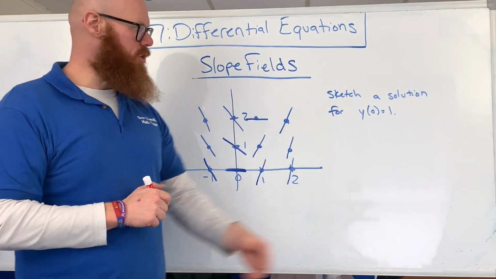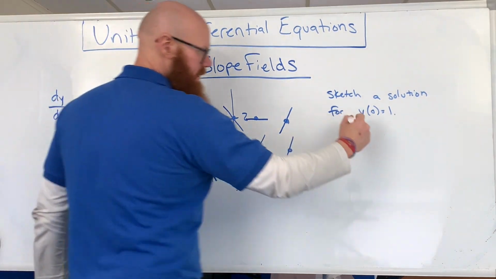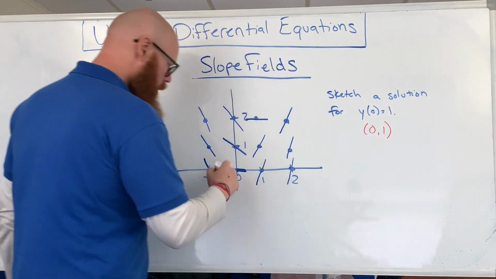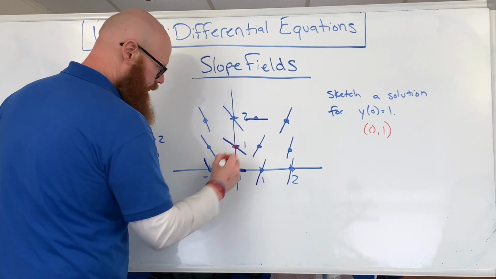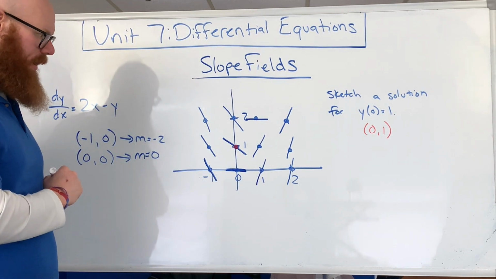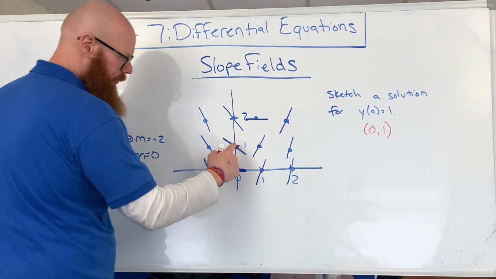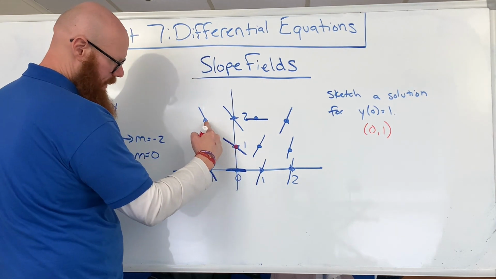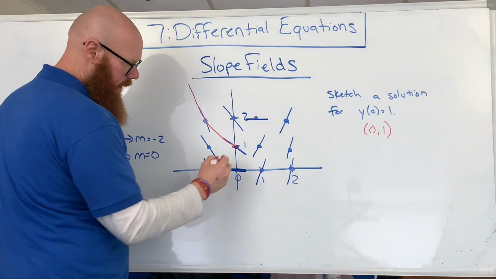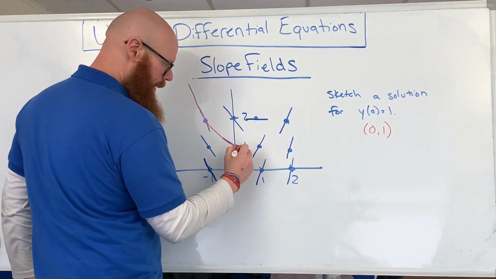We want to sketch a solution for which y of 0 equals 1. So that means this is like the coordinate pair 0, 1, input 0, output 1, which is here. So we have to just kind of figure out, well, what would a solution look like that went through here? Well, if I follow it this way, the slope is pointing this way, and then it's going to be even more. So it's going to be like this. And then if I keep following this slope, this slope is just going to guide it back up this way.